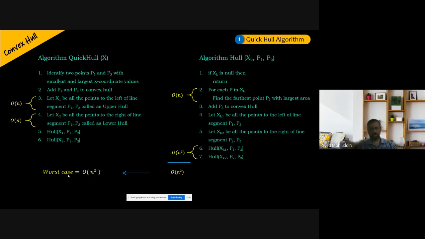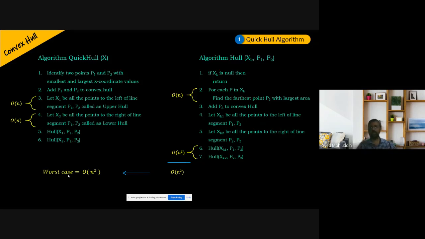And this is the worst case, when all the points lie on the extreme, on the border, and there are no points inside the hull. So that's the worst case. In the worst case, quick hull or the divide and conquer approach takes O of n square time complexity. Now, if you remember, the brute force method takes O of n power 4. Compared to brute force, divide and conquer is much faster because it takes O of n square.